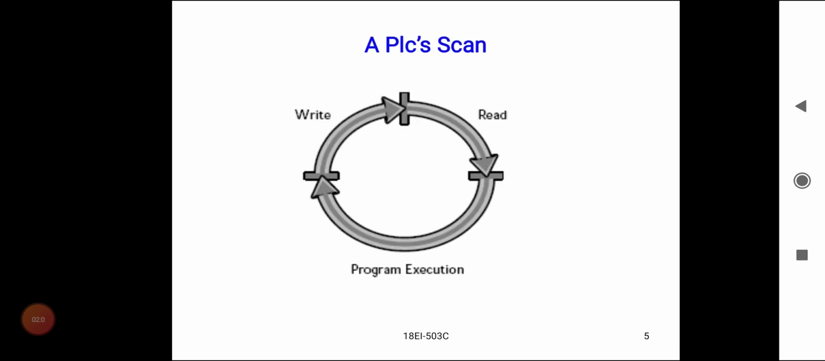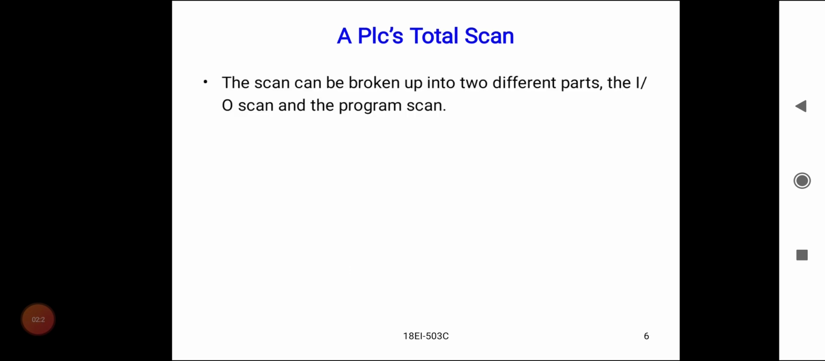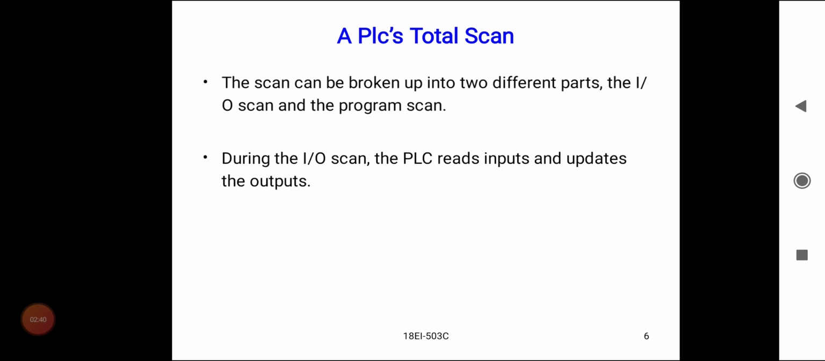A PLC scan: write function, read function, and program execution. PLC total scan. The scan can be broken up into two different parts, the IO scan and the program scan.